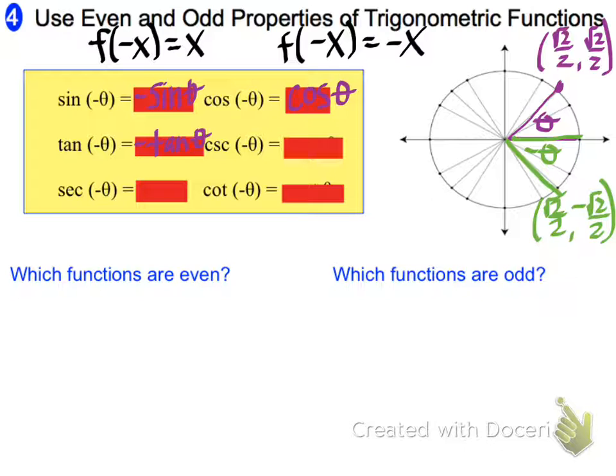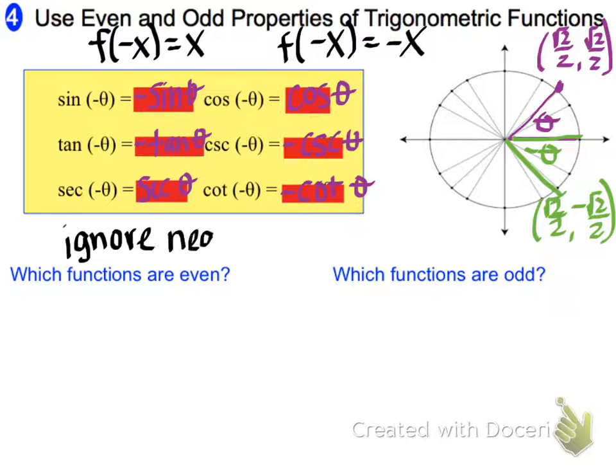Now, since cosecant is the reciprocal of sine, it's going to be similar to sine. We'll get negative cosecant. Secant is the reciprocal of cosine, and notice that means it's going to become just the same as the positive angle. And cotangent, the reciprocal of tangent, will turn into negative cotangent of theta. So now what we need to decide is, out of these, which are even and which are odd.